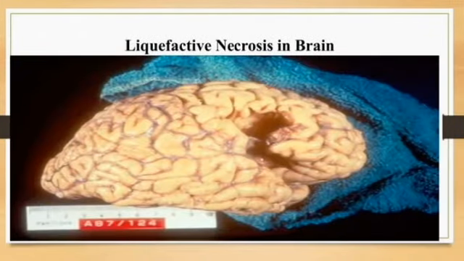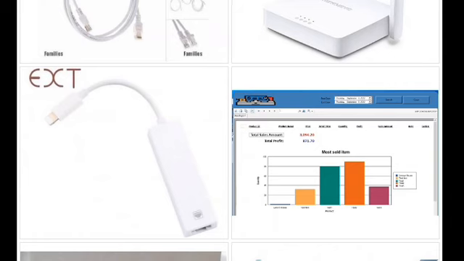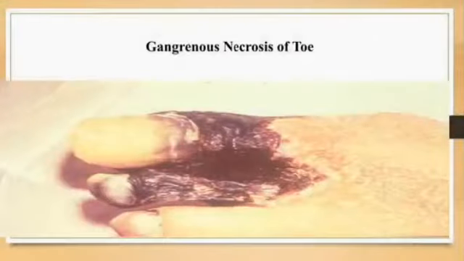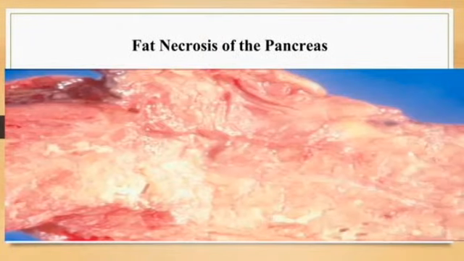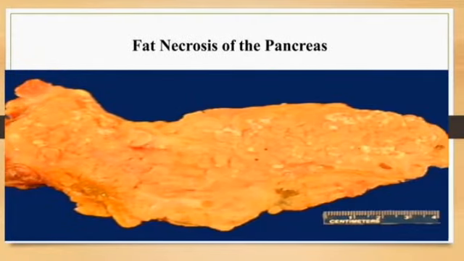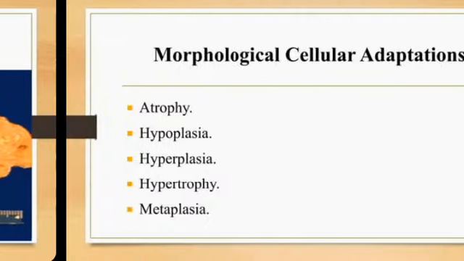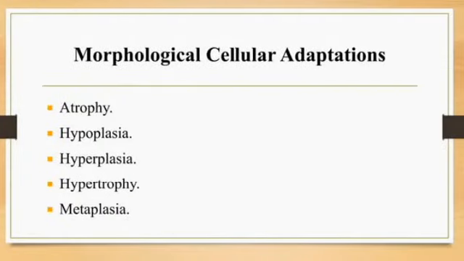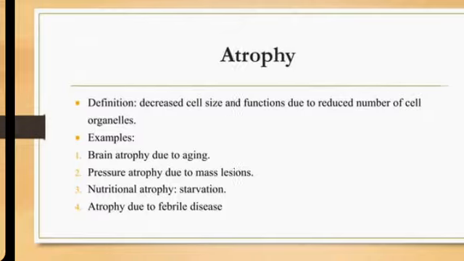The liquefactive necrosis in brain. Gangrenous necrosis in tissues, like those present in fat necrosis in the pancreas. Fat necrosis: this is a proper image of the fat necrosis which is present in the pancreas. Here we can look at the morphological cellular adaptations: atrophy, hyperplasia, hypertrophy and metaplasia.